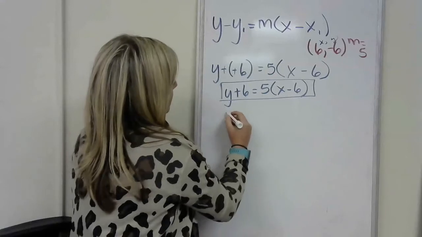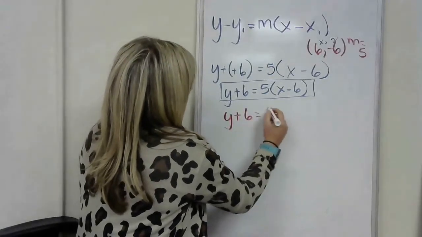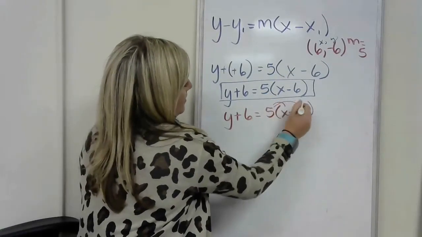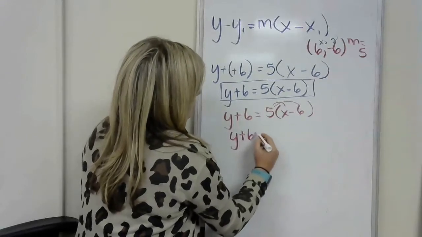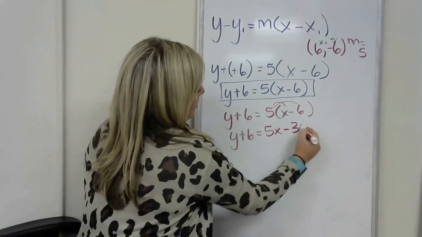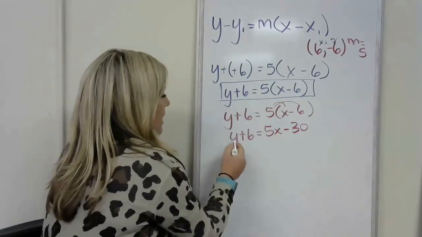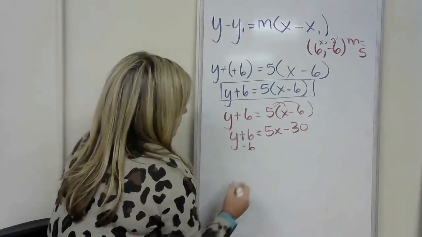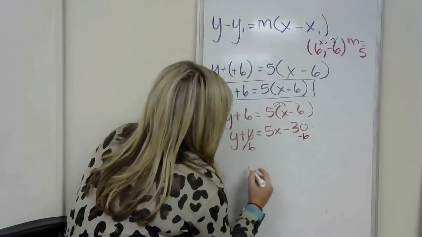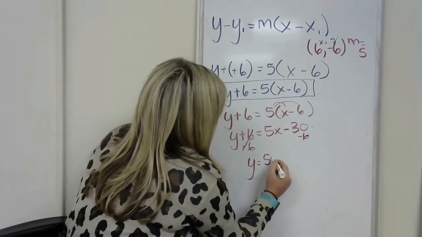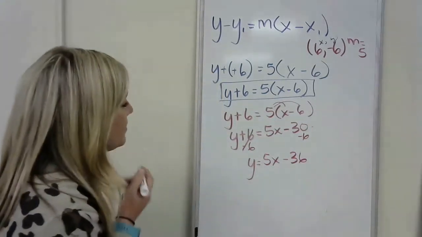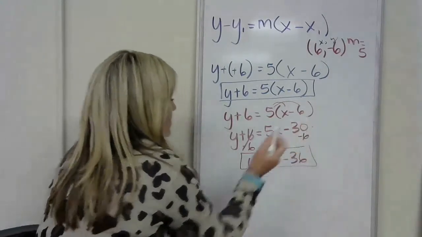All right, so I'm going to rewrite this real quick. I've got to distribute my 5 to everything inside. So we have y plus 6 is equal to 5x, and 5 times negative 6 is negative 30. All right, now I've got to subtract 6 over here to get rid of it, and I'm going to subtract 6 over here, and that is going to be y equals 5x minus 36. Okay? And that is in our slope intercept form.